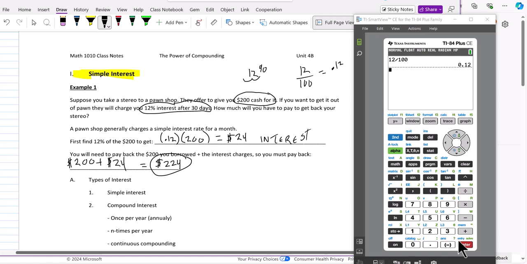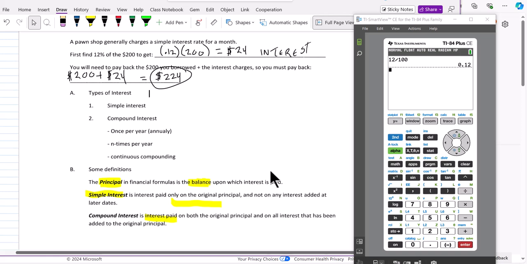Typically, pawn shops might have a 60-day term or a 90-day term, so you would just get charged $24 interest each month. That's how that works. That's what we call simple interest. Simple interest has a certain formula that we're going to talk about today. For compound interest, we're going to talk about what happens when you do interest annually, when you do it every month, and even when you do it continuously. So we're going to talk about all those basic situations.